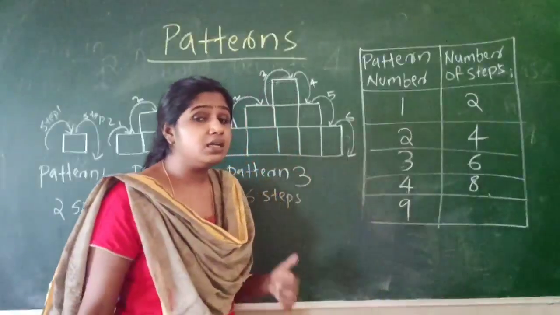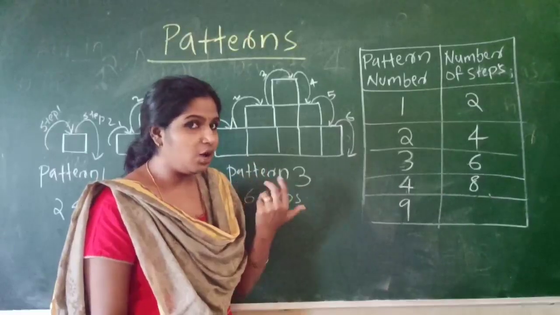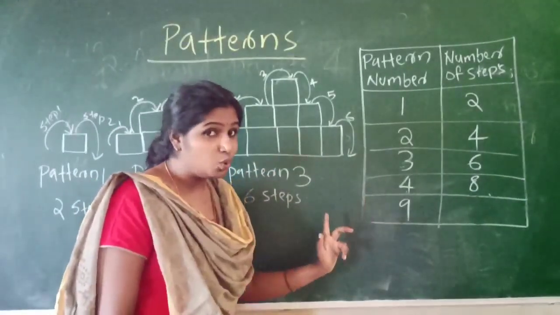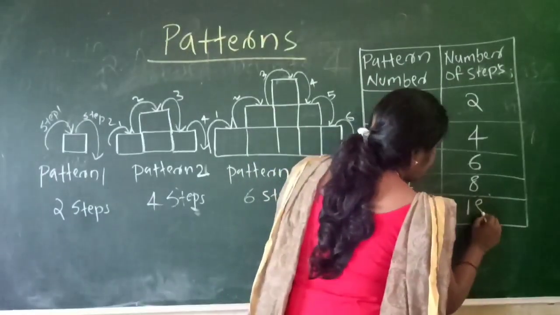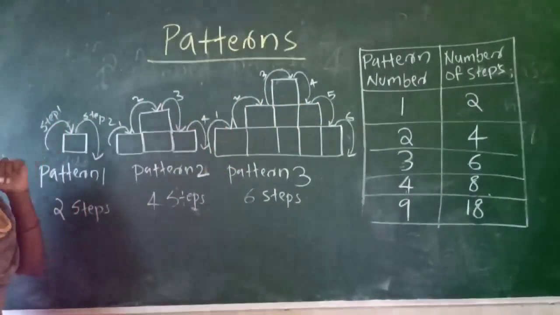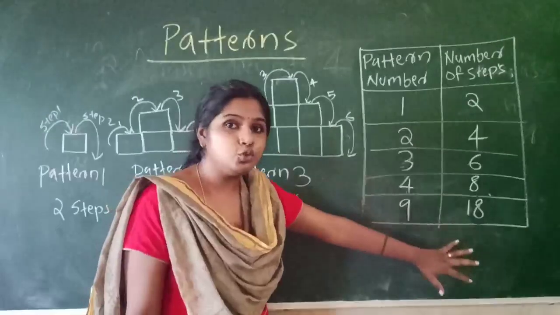Then can you say in pattern number 9, how many steps there will be? Yes. How can we find? Yes. 2 nines are 18. So we get 18. So these patterns give us the multiplication table of 2.